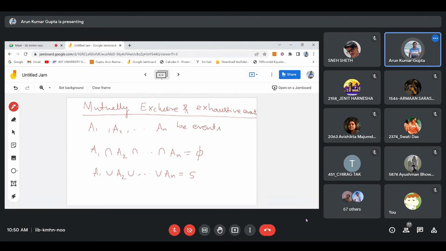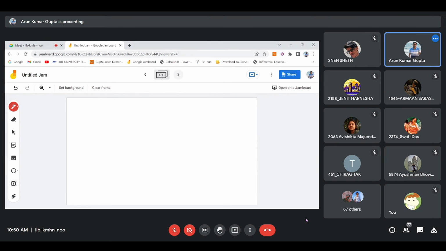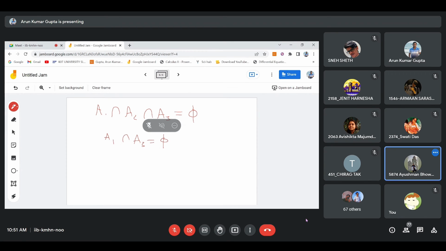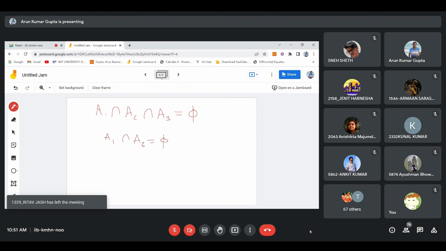If A1 intersection A2 intersection A3, I am not going to do n number of things. If A1 intersection A2 intersection A3 is phi, is it necessary that A1 intersection A3 will be phi? No, sir. Is it true?